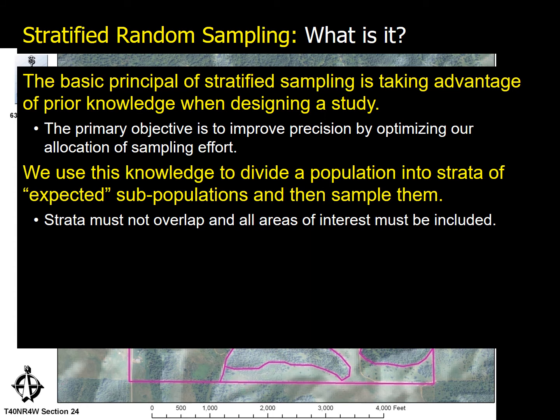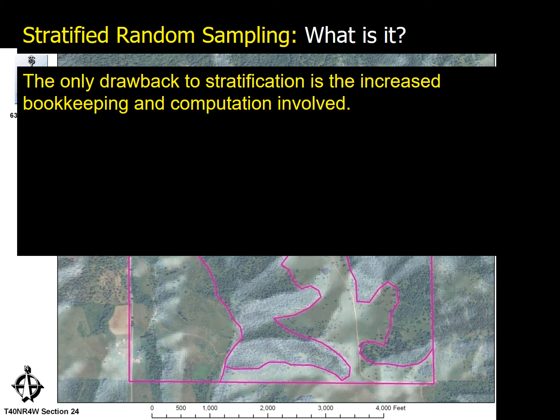By taking advantage of our knowledge about the population, we are able to divide the population into strata of expected subpopulations, or strata with a known range of potential values for sampling. When doing this, strata must not overlap, and all areas of interest must be included. In the big picture, the only drawback to stratification is the increased effort needed for the bookkeeping of the data and computation of the statistics.